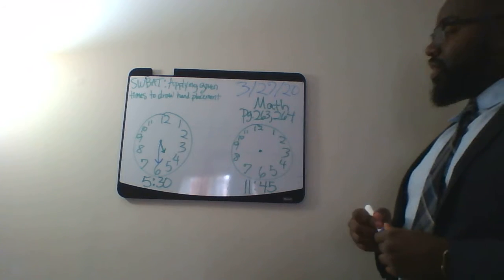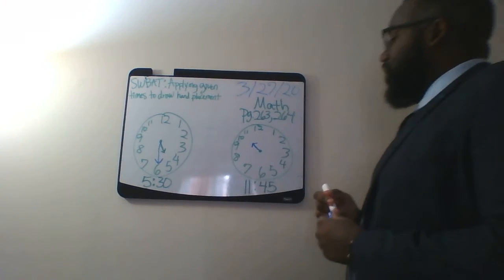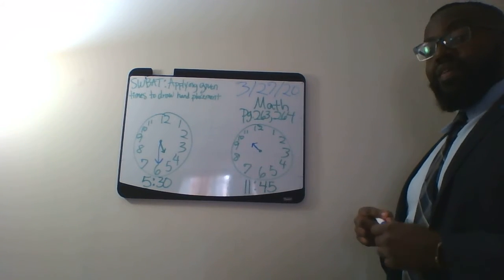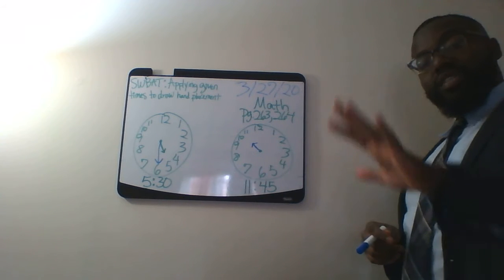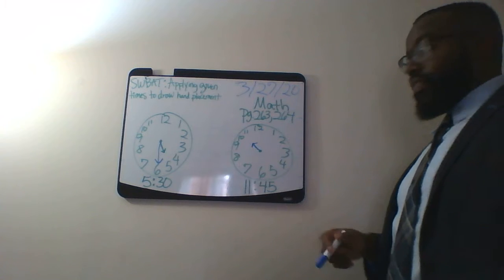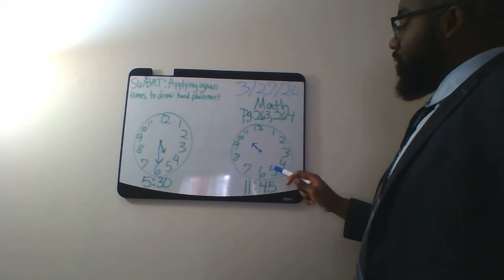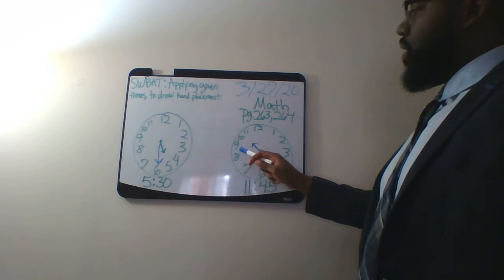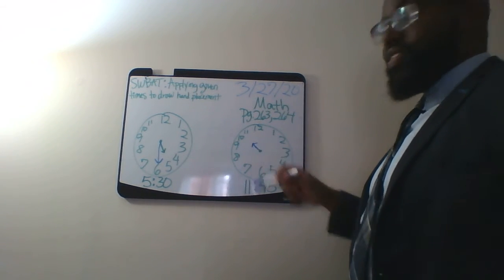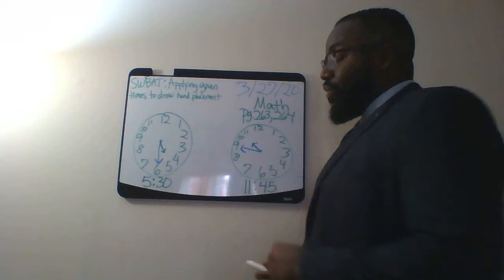Let's go to the next one. It says 11:45. First, let me set my hour hand to 11. Now we have to figure out what number is 45. Remember, you can always find out by counting by 5, starting at the number 1. We're trying to get to 45. Let's count 5, 10, 15, 20, 25, 30, 35, 40, 45. 45 is at 9. So I'm going to draw this line over to 9. So this is 5:30 and this is 11:45.